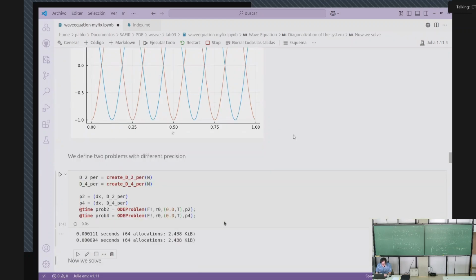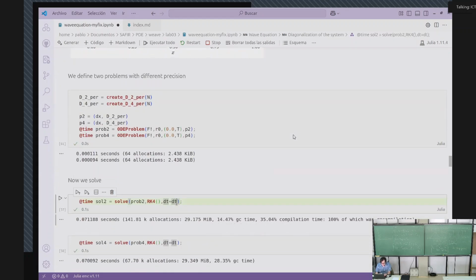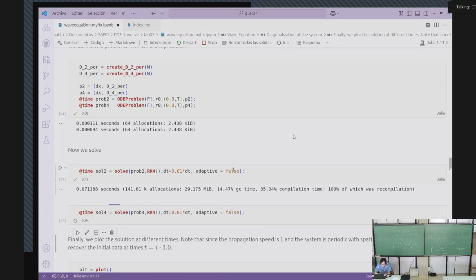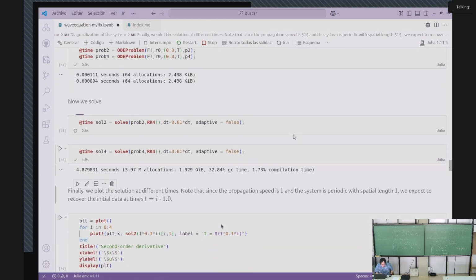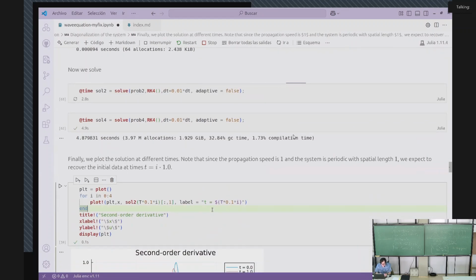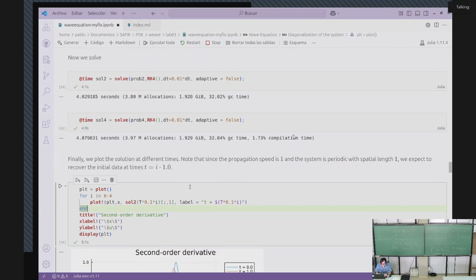And we will do it again. We'll use a small delta t, 0.01 times delta t, adaptive equals false. Let's see if this is working here.